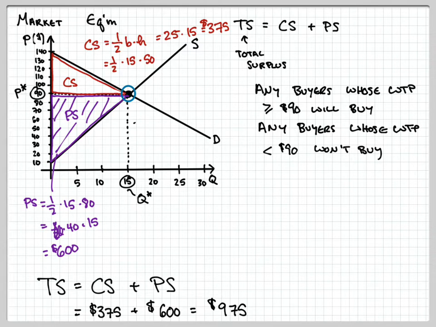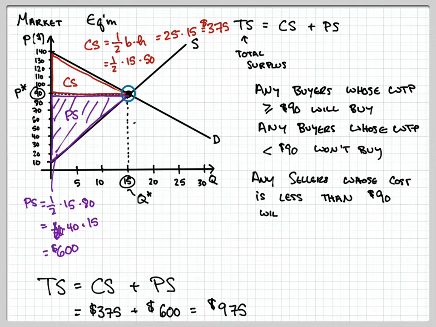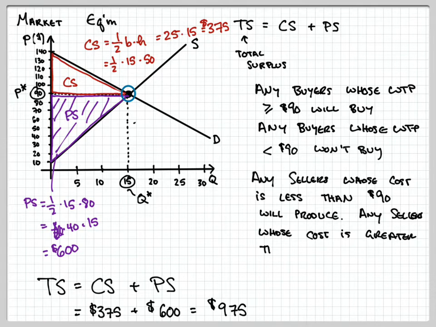Now let's think about the sellers. Any sellers whose cost is less than $90 will produce. Any sellers whose cost is greater than $90 won't produce. So what we're seeing here is that the buyers who value the goods the most buy the goods, and the sellers who produce the goods the cheapest produce the goods.